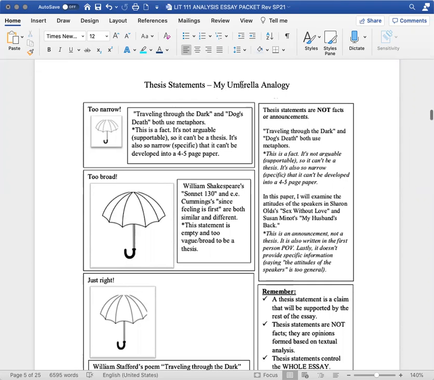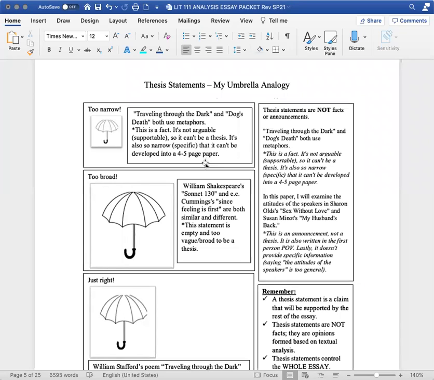I have this umbrella analogy that if it's raining outside, you want to make sure that you grab an umbrella that's going to fit you and keep you dry. But you don't want to pick one that's so big that you're going to bump into people on the sidewalk. You don't want that little cocktail umbrella that came in your drink or your pina colada or whatever the night before. That's not going to keep you dry either.